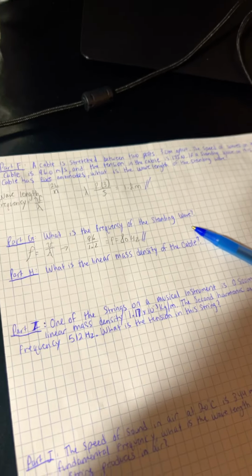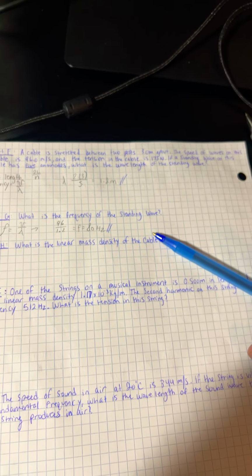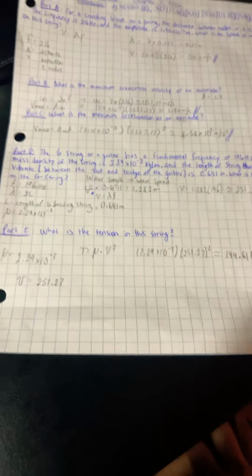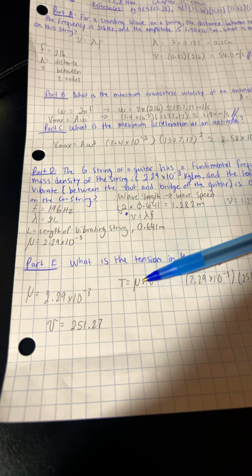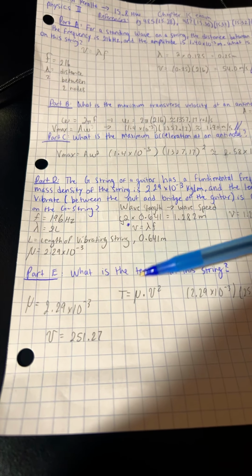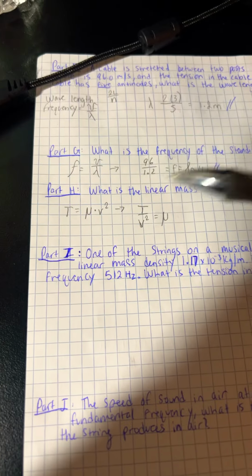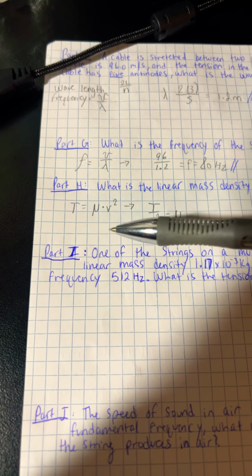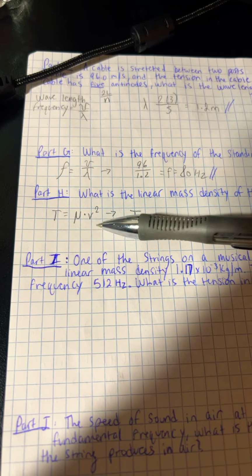So it's asking us to find that strange μ we got going on. Now, if we look at our previous question, we were asked, what is the tension in the string? We talked about manipulating a formula to get tension equals μ times v squared. So we're actually going to pull this same exact equation to help us for this one. And I wrote it down here, tension equals linear mass density times wave speed squared.